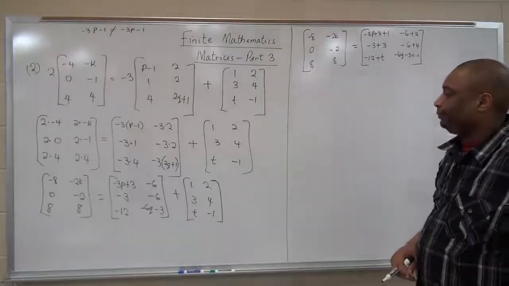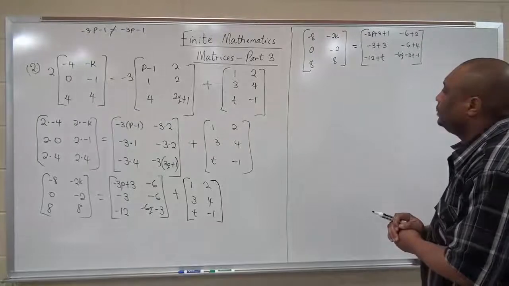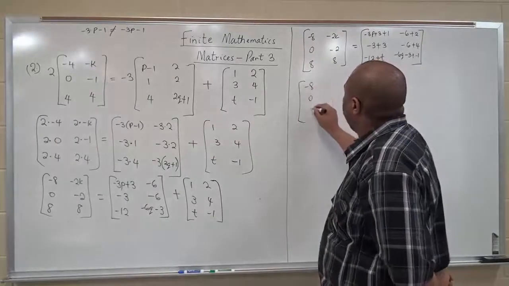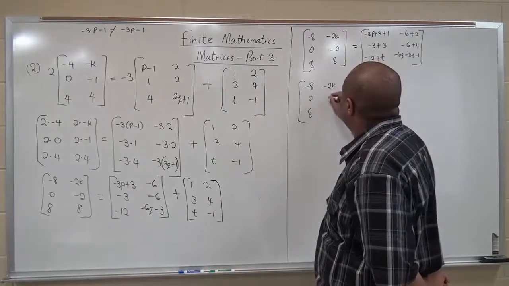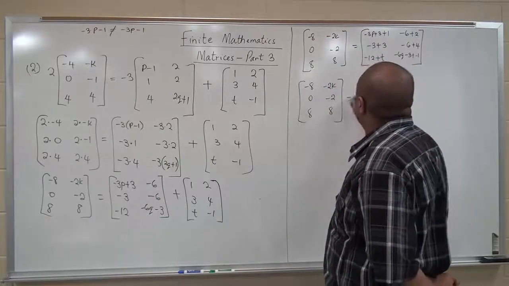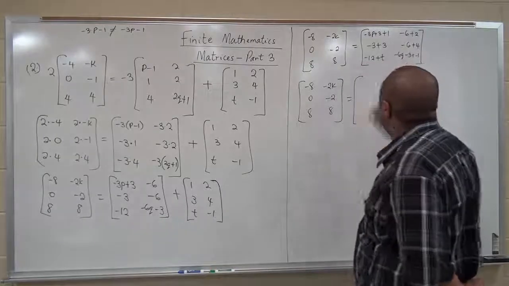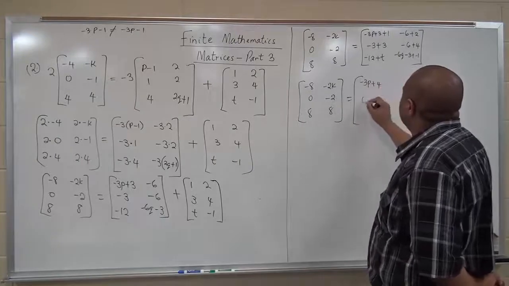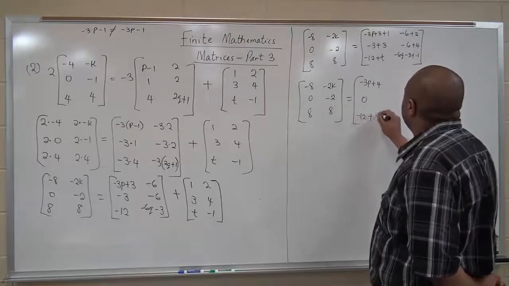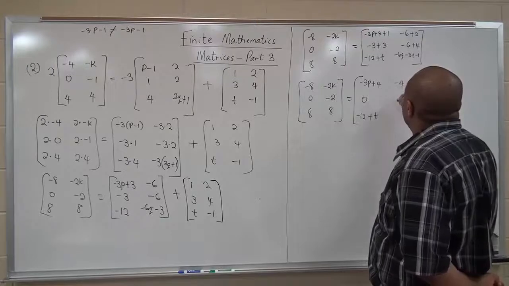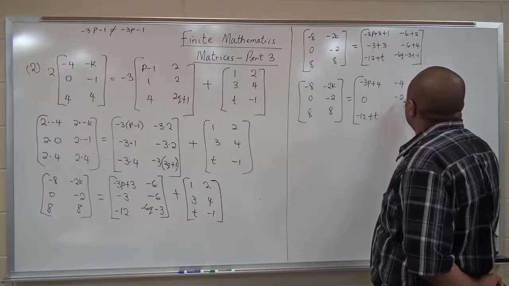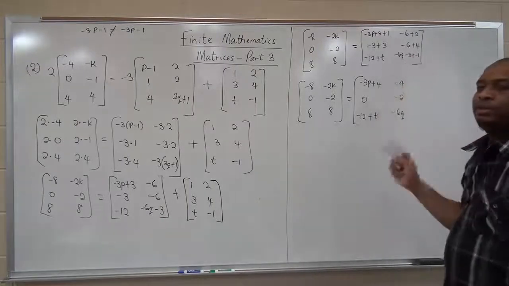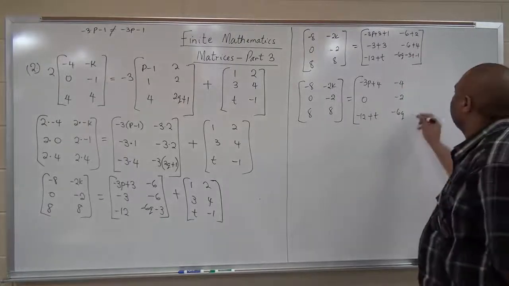minus. Okay. We now have that negative 8, 0, 8, negative 2k, negative 2, 8 will give us, let's get this done, negative 3p plus 4, 0, negative 12 plus t, then this is negative 4, negative 2, negative 6q, minus 3 plus minus 1 is minus 3 minus 1, which is minus 4.